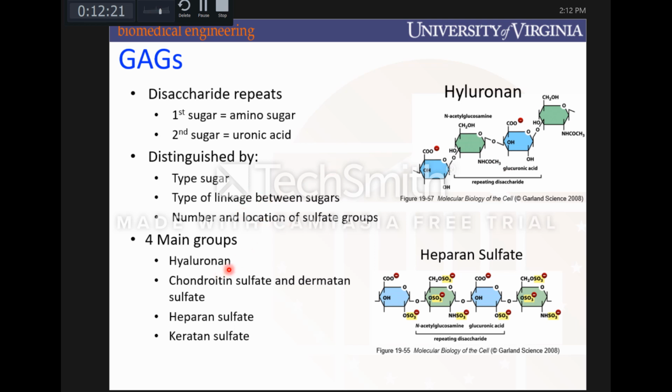So you've got hyaluron or hyaluronic acid, chondroitin sulfate and dermatan sulfate, heparan sulfate, and keratan sulfate. Keratan, any guesses where it might be? It's in your skin. So when people talk about keratin, keratan sulfate is also associated with those very protective layers. So it's something that gives skin its elasticity. So you stretch it, it doesn't stay stretched.